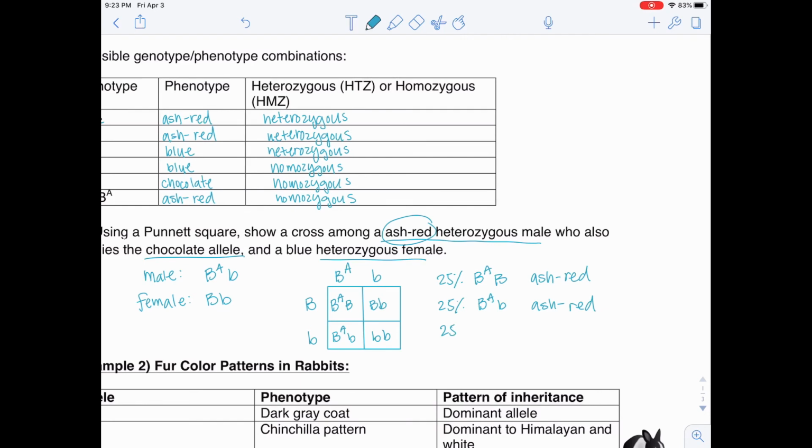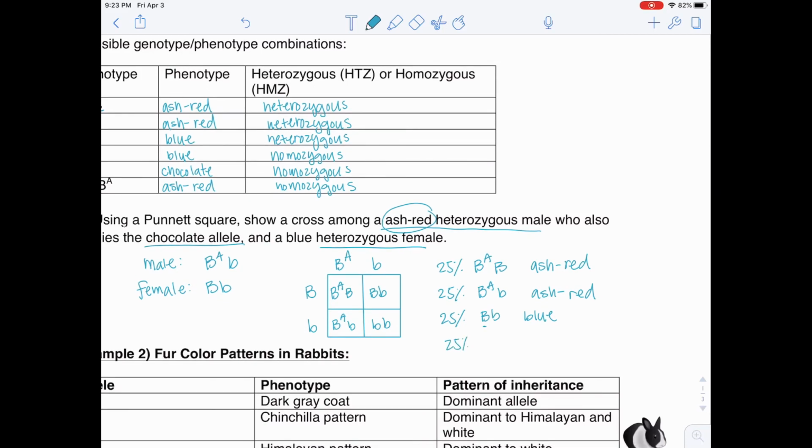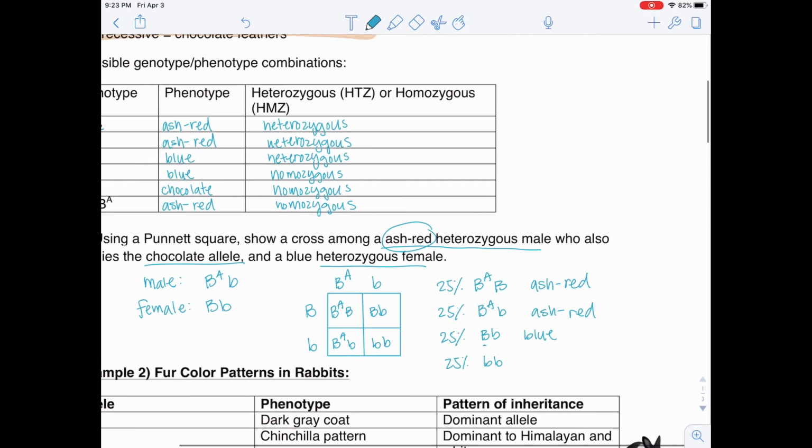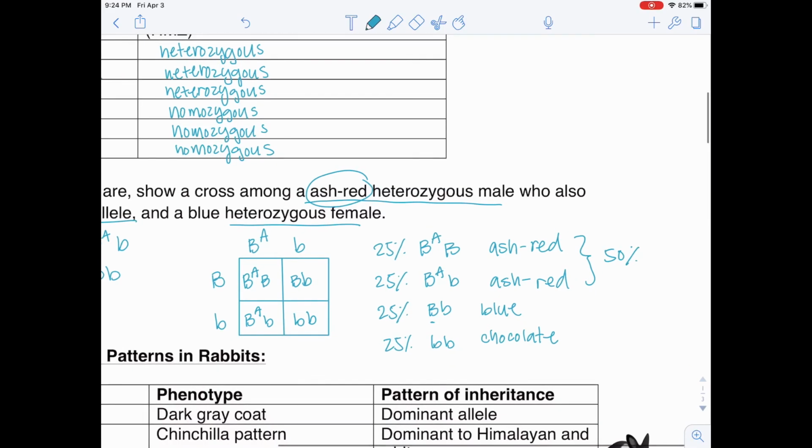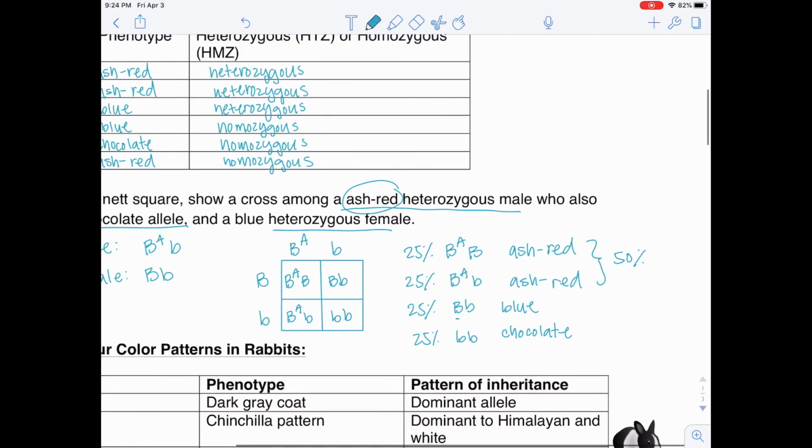And 25% of big B, small b. The offspring will come up as blue feather because of the dominant allele big B compared to small b. And 25% of small b, small b. And the offspring will come up as chocolate feather. So 50% of ash red color feather, 25% as blue color feather and 25% as chocolate color feather.